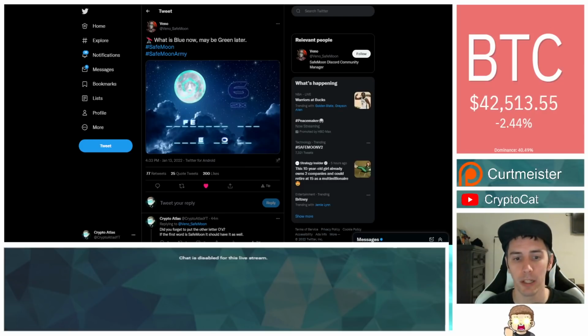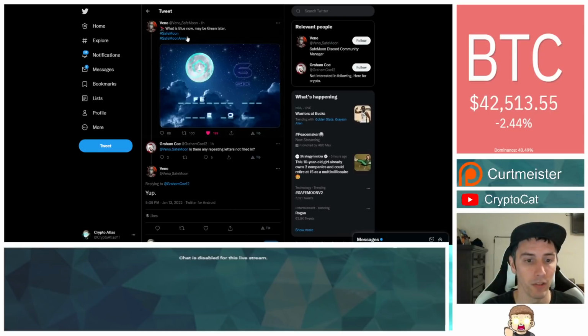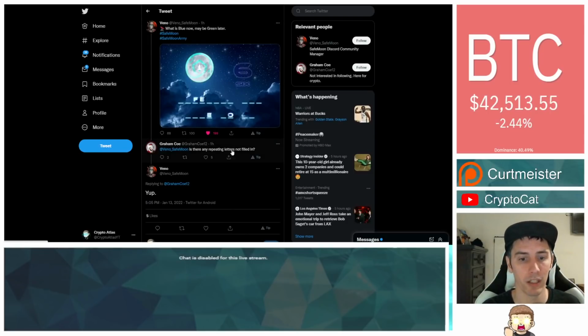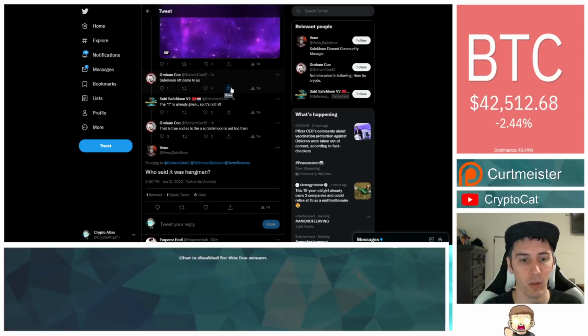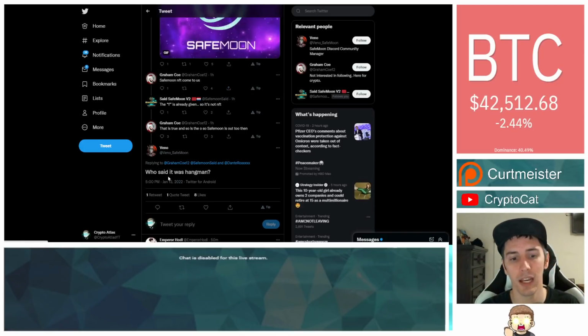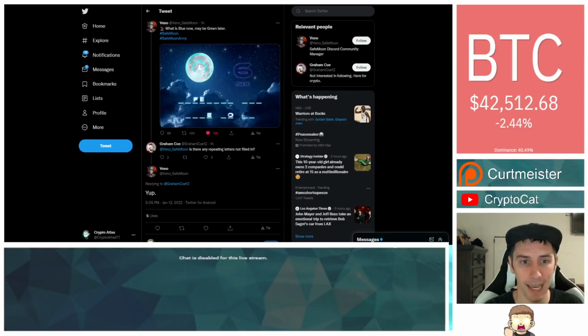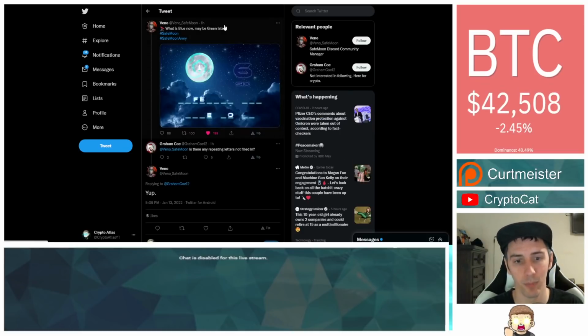Some people have been wondering if that O is maybe a number, a 0. He clarified that it is not a number. It is a letter. Another question was whether there are any repeating letters not filled in. He said, "Yep." And then another response was, "Who said it was hangman?" So again, it could potentially have more repeating letters.